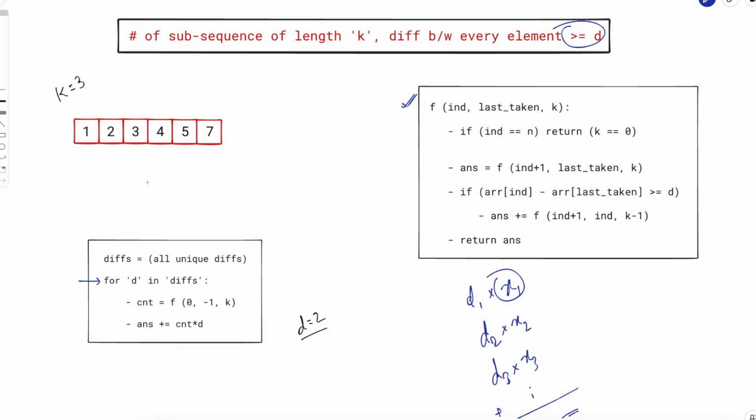So you will see the number of unique diffs you will have will be, in the worst case, of the order n square, right? So there are a total of order n square diffs here. For each of the diffs, you will reset this entire matrix of whatever you have memoized, and calculate the value of f of 0, minus 1, k, right?